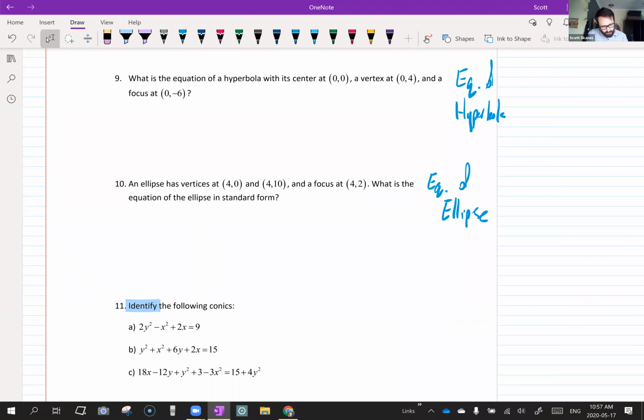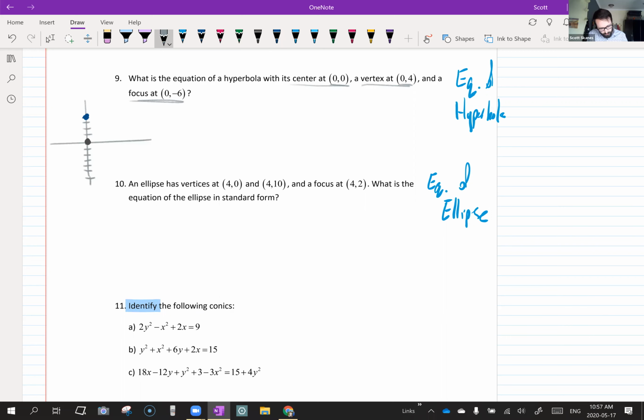What is the equation of a hyperbola with the center at 0, 0, a vertex at 0, 4, and a focus at 0, negative 6? Center and vertex, two different things. Okay, let's sketch it. Put down what we have. At 0, 0, we have our center. We have a vertex at 0, 4. 1, 2, 3, 4. That's our vertex, not the center. And a focus at 0, negative 6. 1, 2, 3, 4, 5, 6.